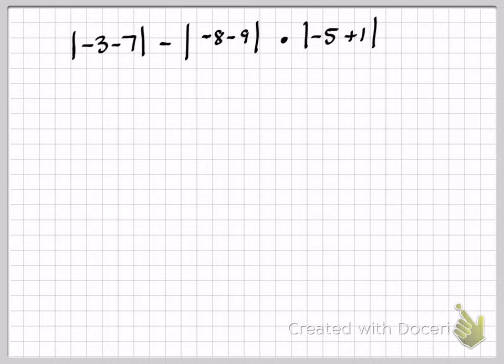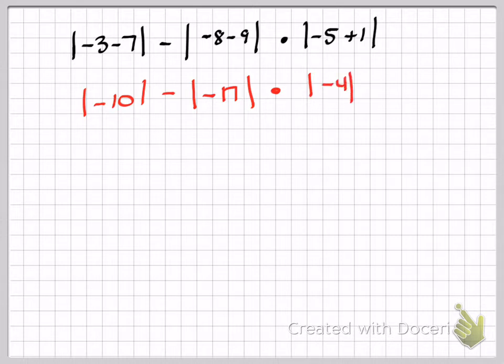So what would we do first? Caitlin? You first subtract 3 minus 7. And what is that equal to? -10. Okay, so it's the absolute value of -10 minus, keep going. -8 minus -9, which is -17. Good. And then minus times the absolute value of -4.